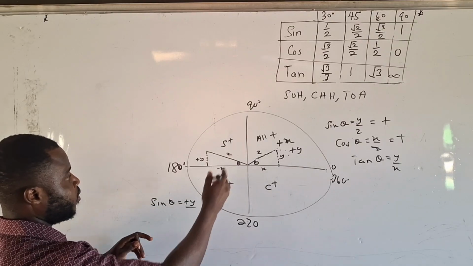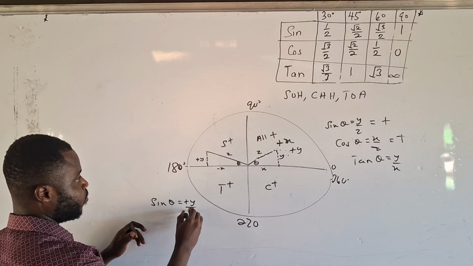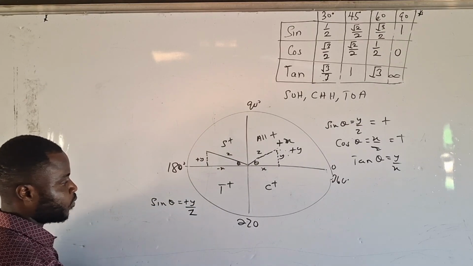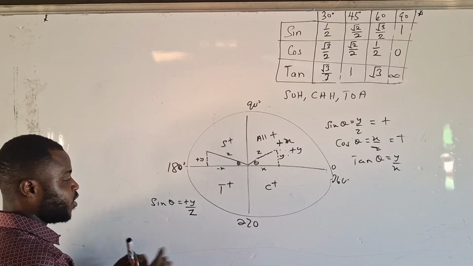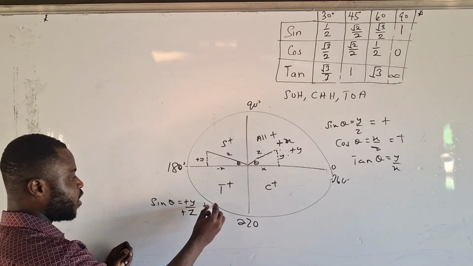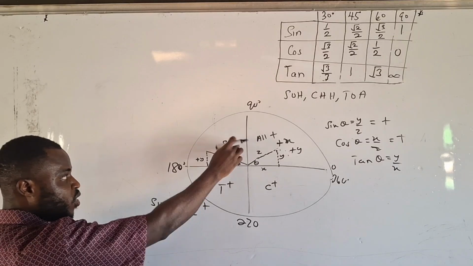Then hypotenuse z. Now I use sine. So you see positive, and the hypotenuse is always positive. So here I'm going to get a positive answer. That's the sine. So here only sine is positive.